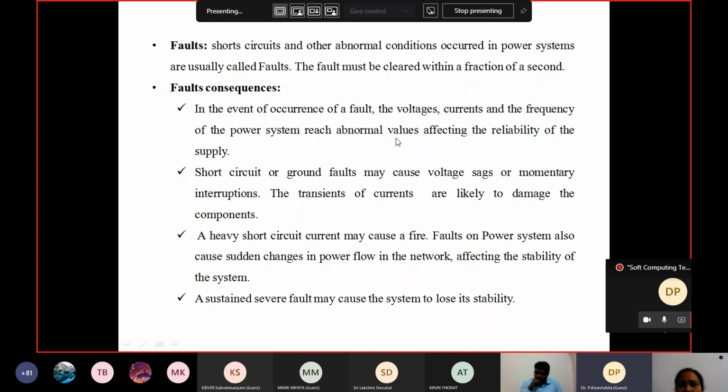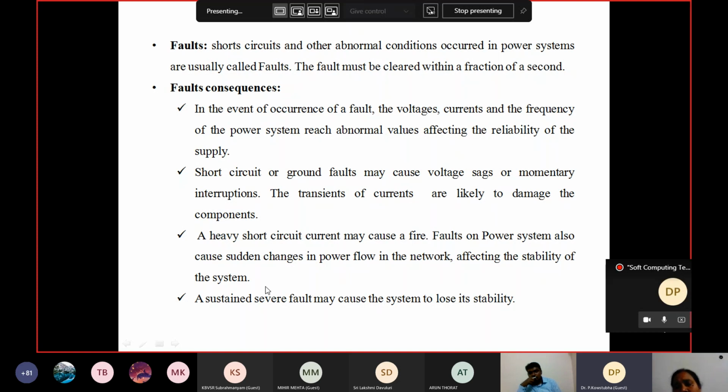The voltages, currents, and the frequency of the power system reach abnormal values, affecting the reliability of the supply. Short circuit or ground faults may cause voltage sags or momentary interruptions. That means power quality issues. The transients of currents are likely to damage the components. We know that every fault is associated with higher magnitudes of current. A heavy short circuit current may cause a fire, and flashovers may occur.